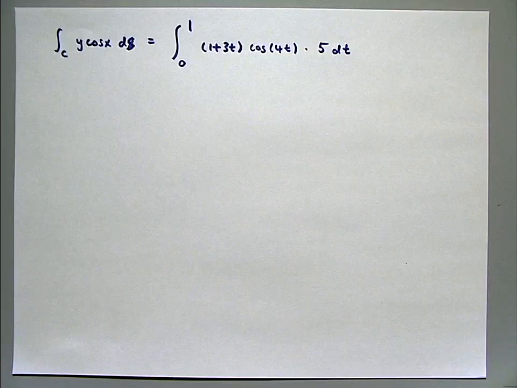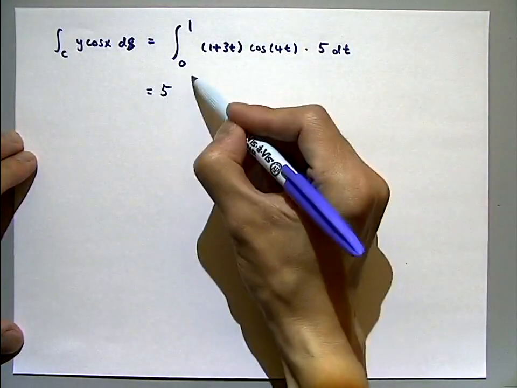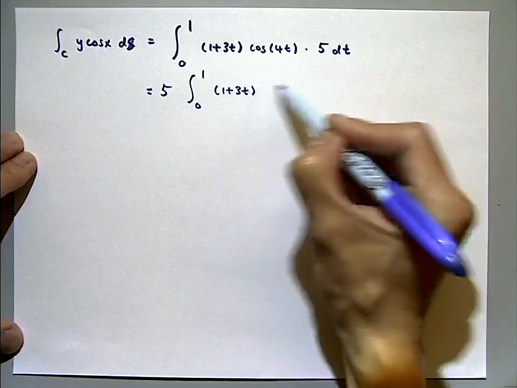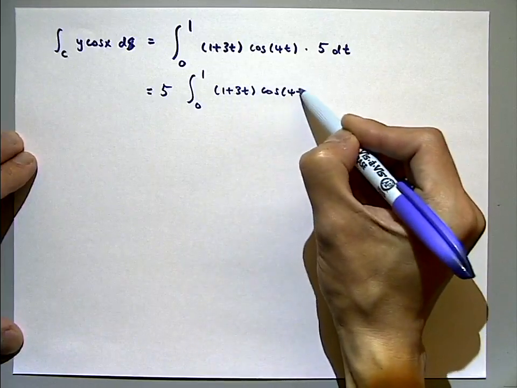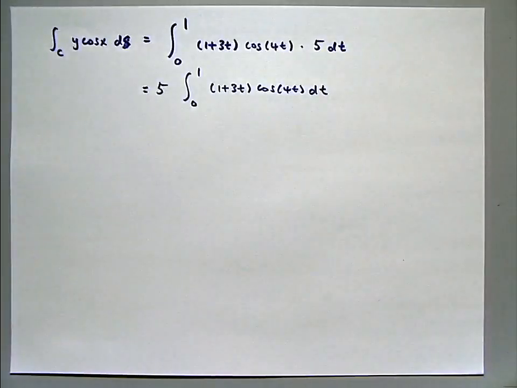Okay? That 5 is irrelevant as far as the integration is concerned. We'll move it out, and then we'll worry about the integration here. Okay, how do we integrate this? Parts, very good.